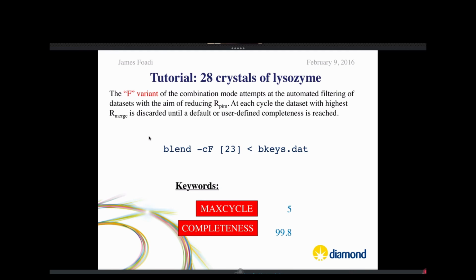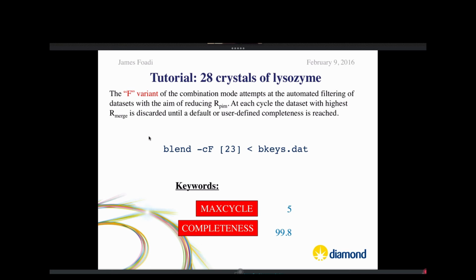To conclude this tutorial, I would like to describe the filtering variant of the combination mode, string -C, which has been recently added to Blend. When this variant is used, the program attempts at eliminating, one at a time, all datasets composing the specified cluster or group, until some user-selected completeness is reached. The related keyword is completeness, which has a default value of 95%.